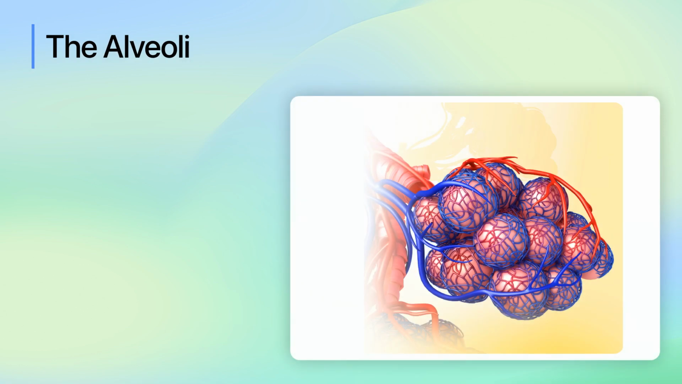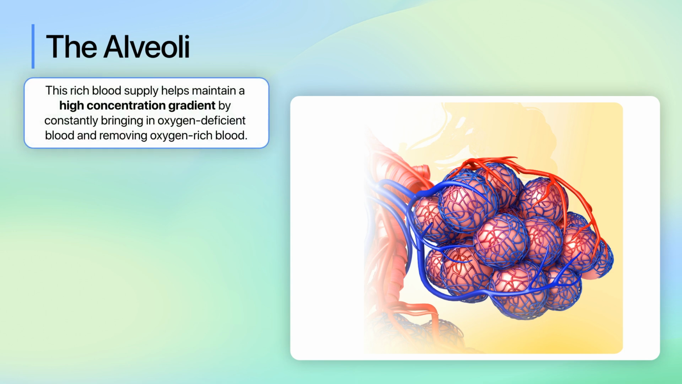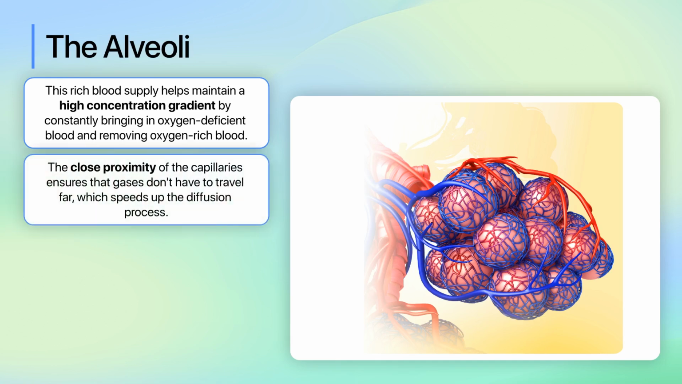Each alveolus is surrounded by a network of tiny blood vessels called capillaries. This rich blood supply is important for several reasons. First, it helps maintain a high concentration gradient by constantly bringing in oxygen-deficient blood and removing oxygen-rich blood. Second, the close proximity of the capillaries ensures that gases don't have to travel far, which speeds up the diffusion process.